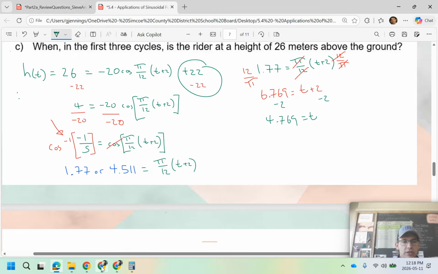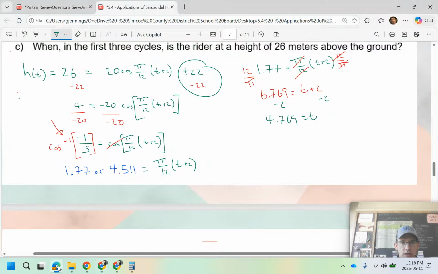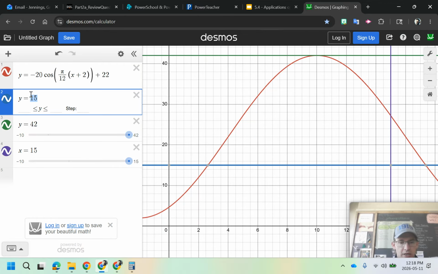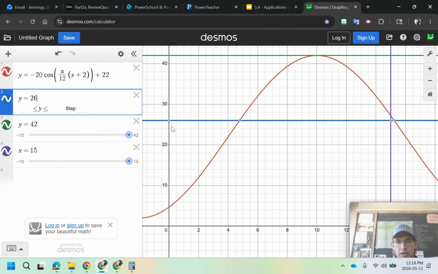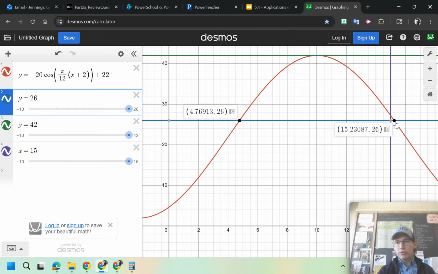All right, let's check Desmos right now just to see how we're doing. So we are interested in where y is equal to 26, right? Yes, 26. So let's just set y equals 26 here. And our first one is 4.769, matching perfectly what we found in the other spot. Next, we're going to want this point over here, 15.23.